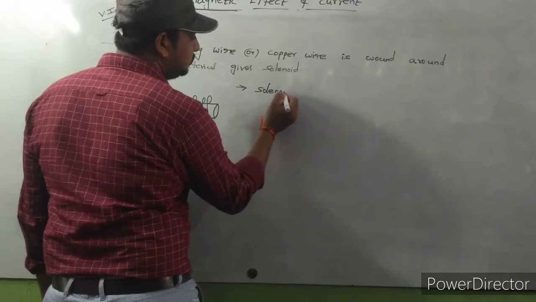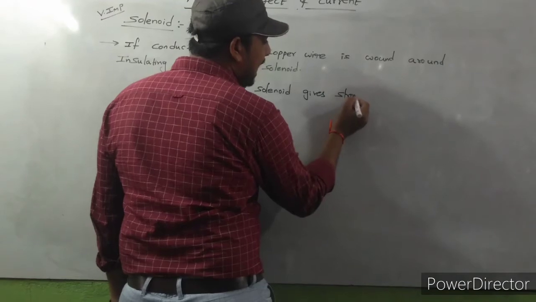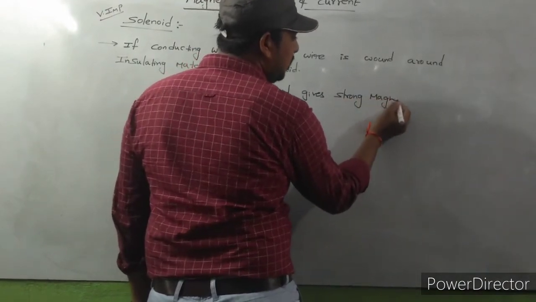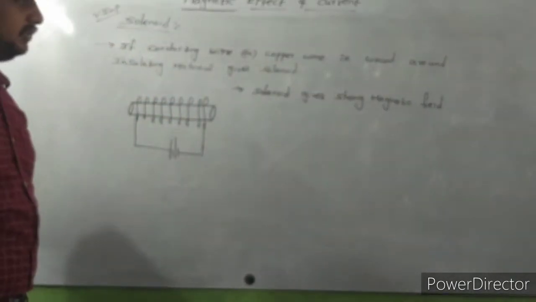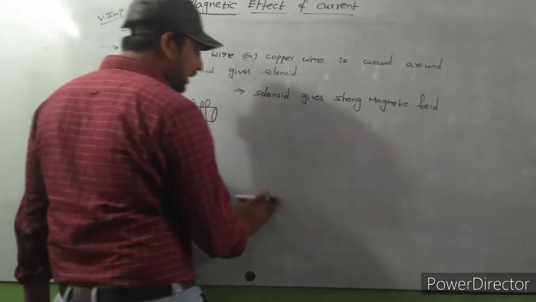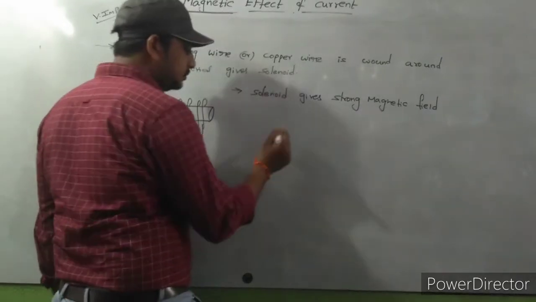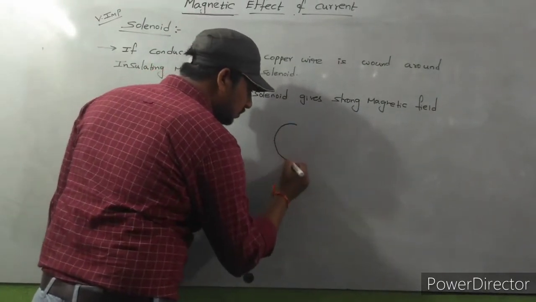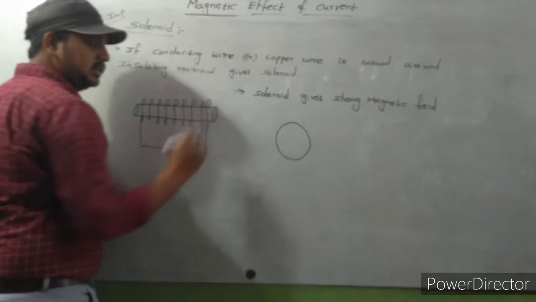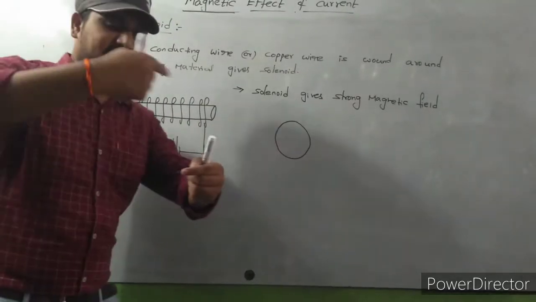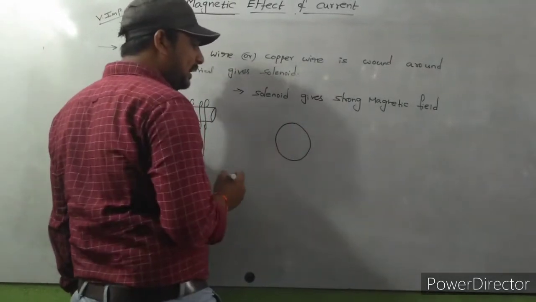Next, a solenoid gives a strong magnetic field. It produces a strong magnetic field. So how will it produce a strong magnetic field? For example, if one copper wire is wound in a circular shape, here several turns are there for a copper wire. I consider one turn. So how are the magnetic field lines moving here?